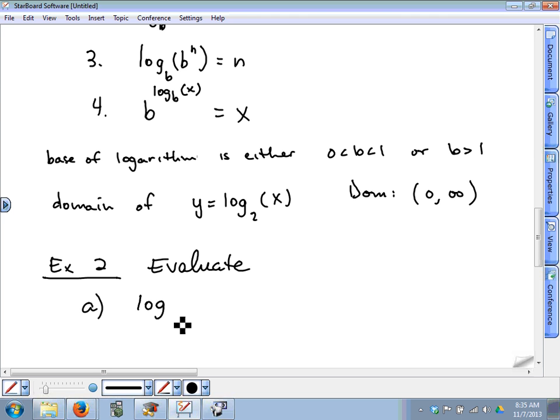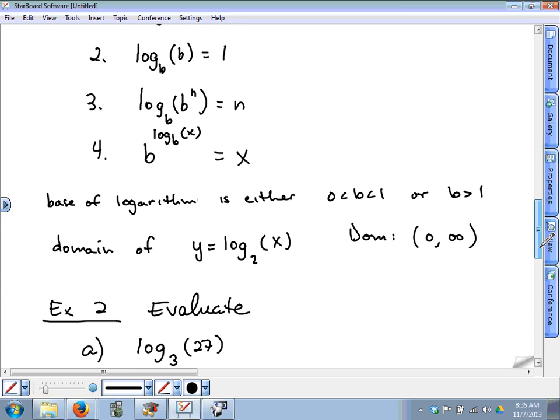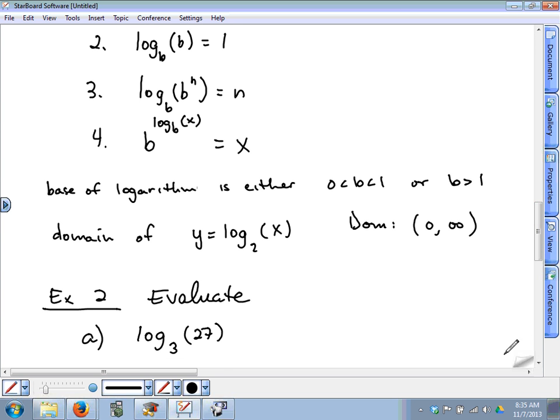If I ask you to evaluate the log base 3 of 27, evaluate means tell me what it equals. The intent is that you use one of these 4 properties that we talked about here. Now, here's what's supposed to happen.